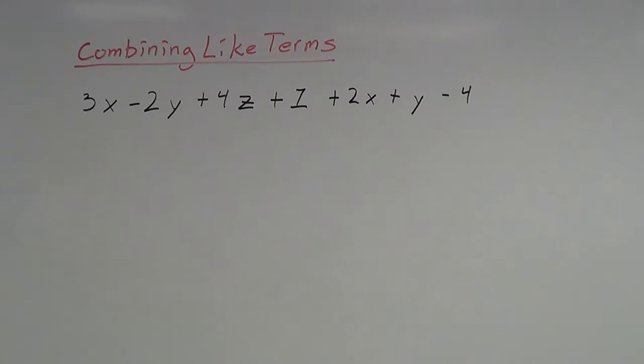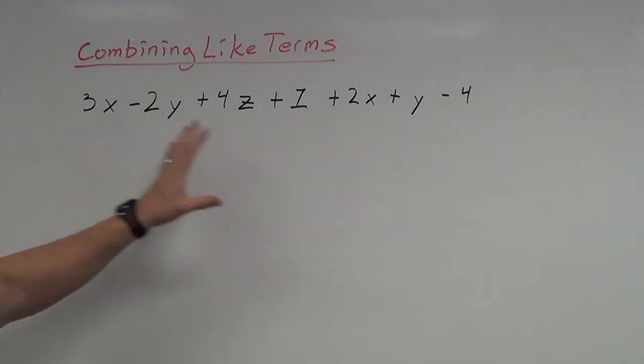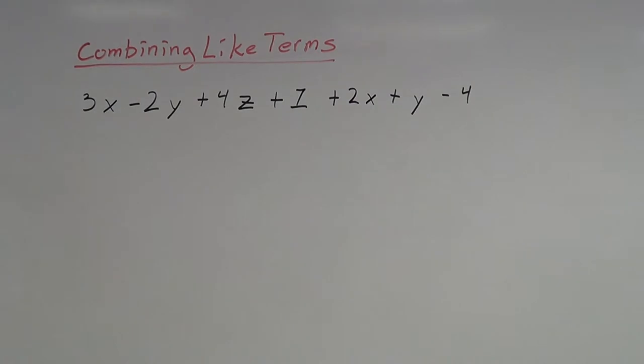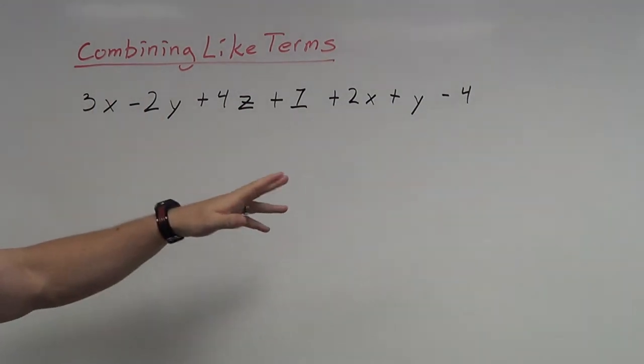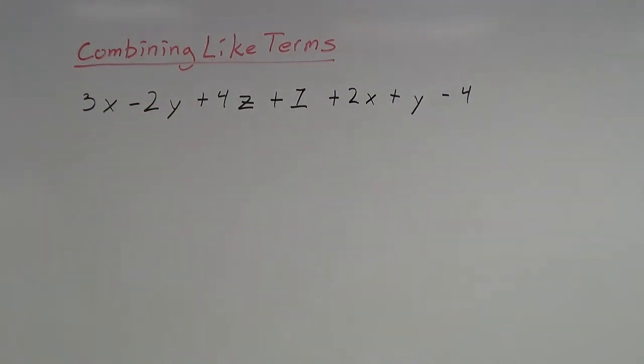Now, your book calls this an algebraic expression. What is that? Well, an expression is just a math sentence. It's when you take a bunch of numbers and letters and add or subtract or multiply them. That's an expression. Algebraic means you have variables in here. So algebraic expression, I like to call this combining like terms. So this is how I combine like terms.